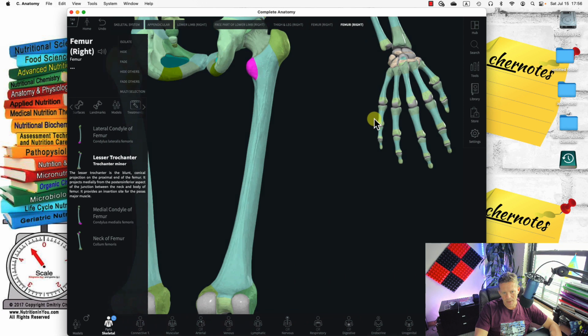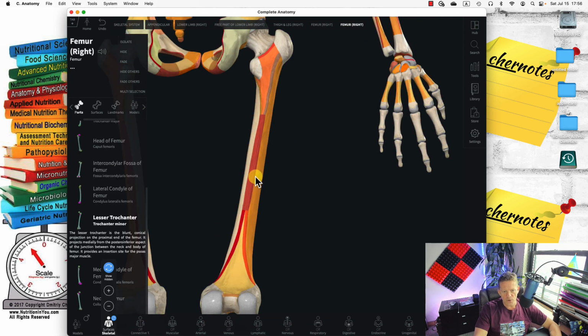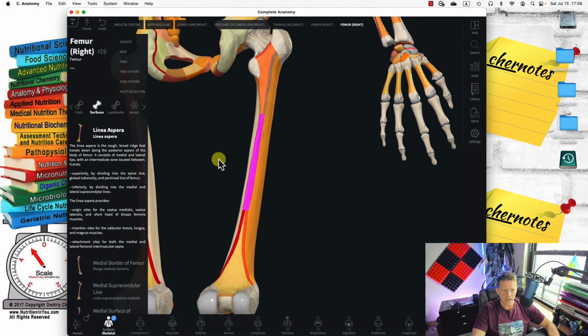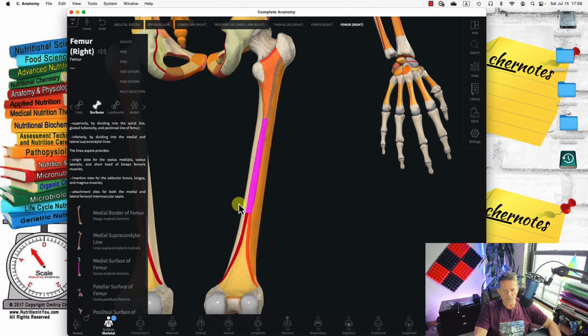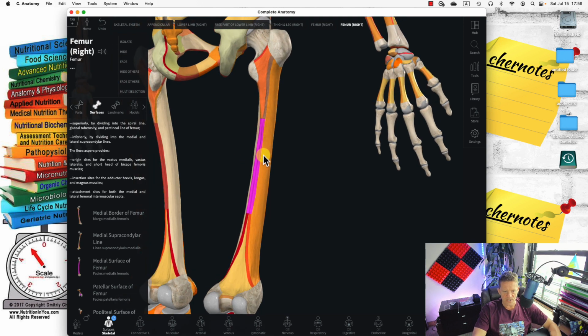And, not that it may be important, but one of the surfaces on the posterior side is called the linea aspera. This is a ridge that travels down along the posterior aspect of the body of the femur. It consists of the medial and lateral lips and the intermediate zone located in between these two ends. These are important landmarks for muscle attachments.